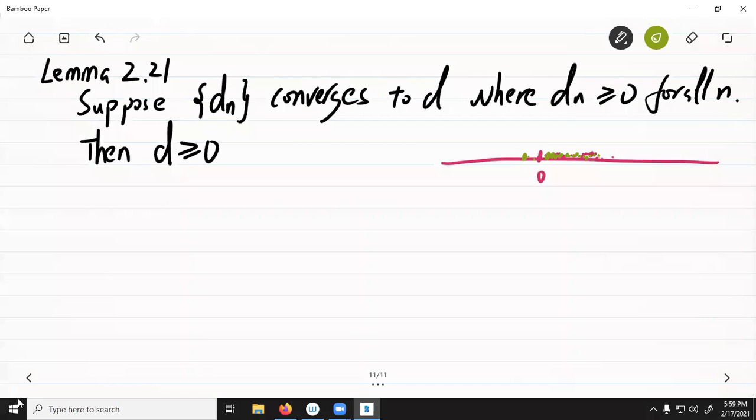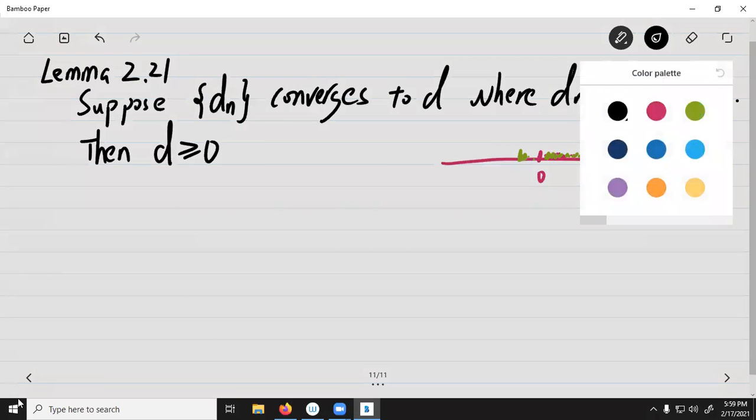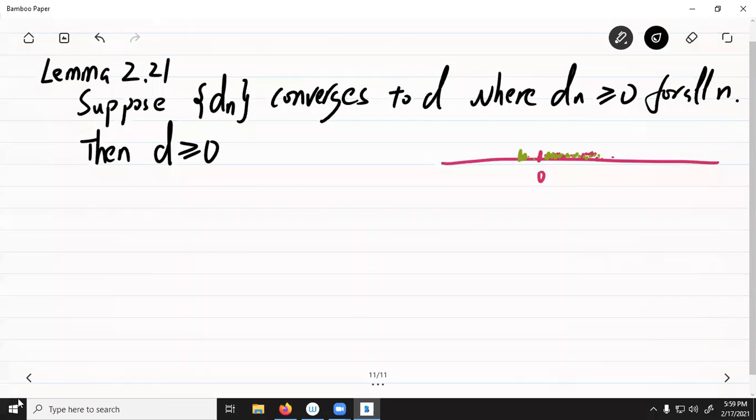Okay. So we needed to prove it. But this is not the proof, okay? It's clear from the graph, from the geometry. If this limit is less than 0, we must have something on the left side of 0, right? This will contradict our Dn is greater than or equal to 0 for all n, right? Okay, so the proof, as I said, we use the contradiction.